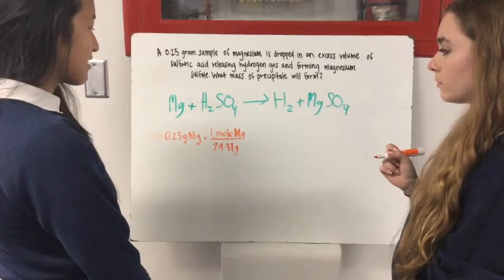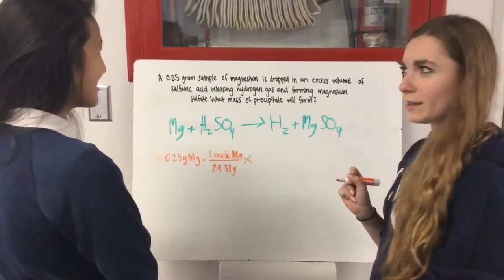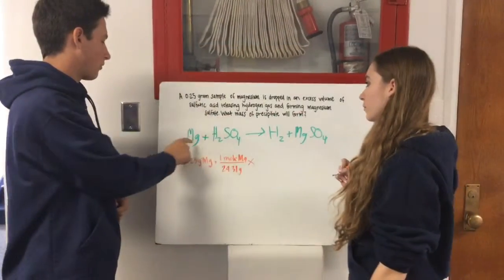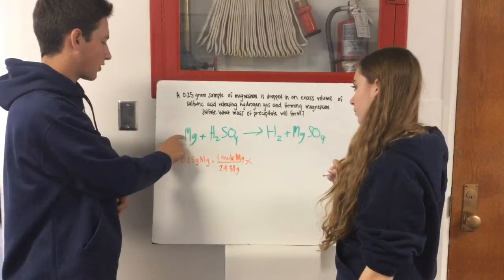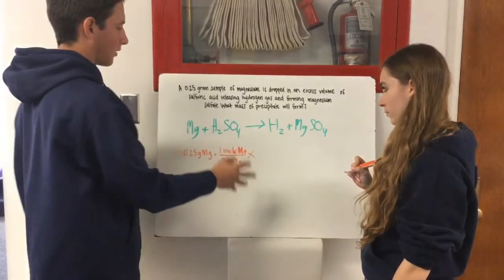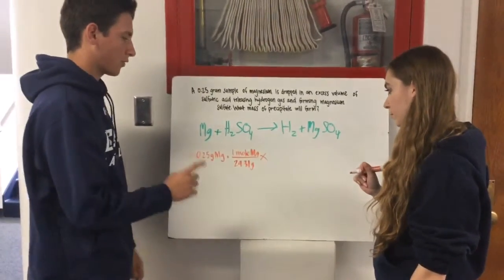The mole ratio. Wait, the mole ratio? What's the mole ratio? To get the mole ratio, we need the coefficients of magnesium and magnesium sulfate to make the ratio. But in this case, they didn't have any coefficients, so the ratio is 1 to 1.